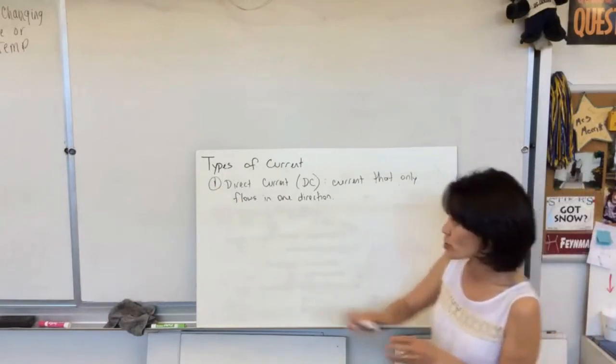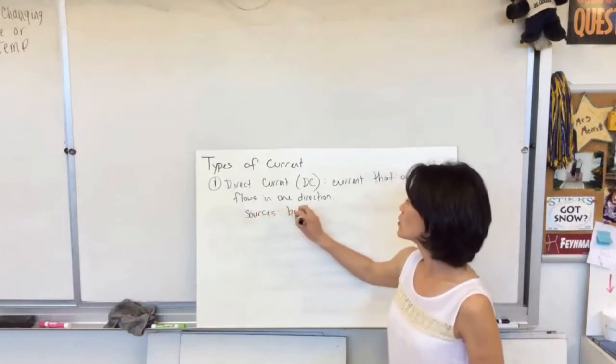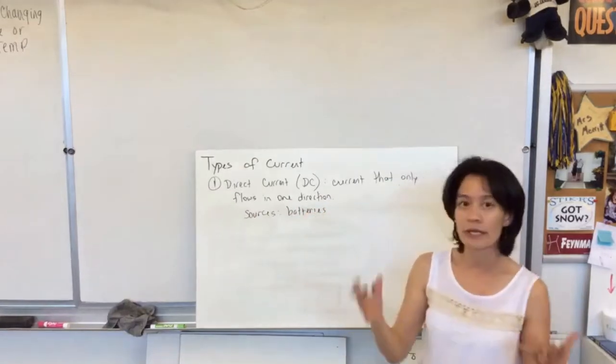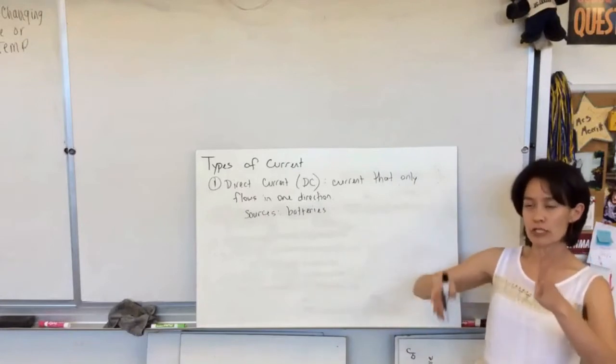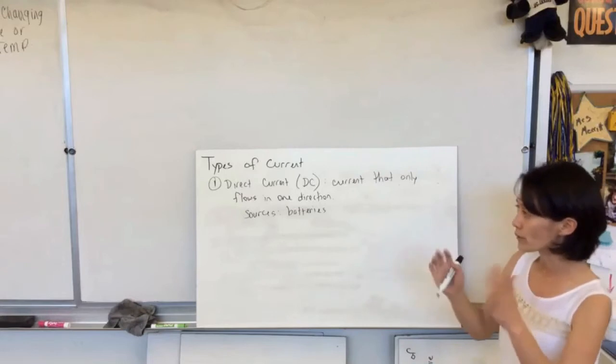And the sources of direct current are batteries. So you've got some kind of chemical reaction that is causing the anode and the cathode to have a different potential. And when you connect them, because of that difference in charge, you're going to have the electrons physically move from one to the other.